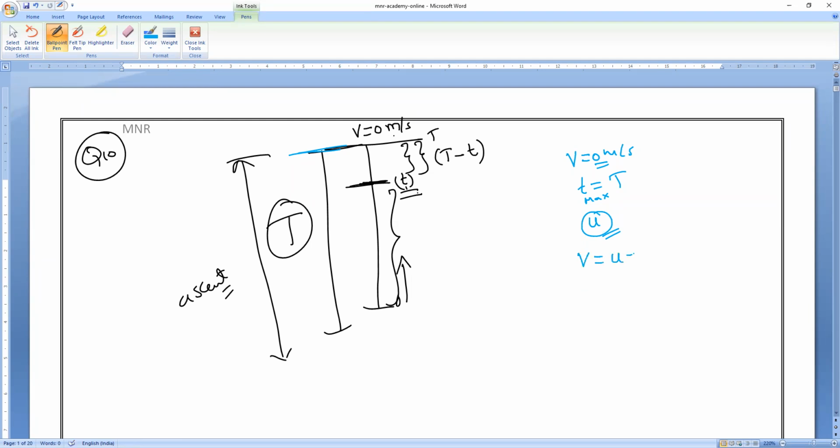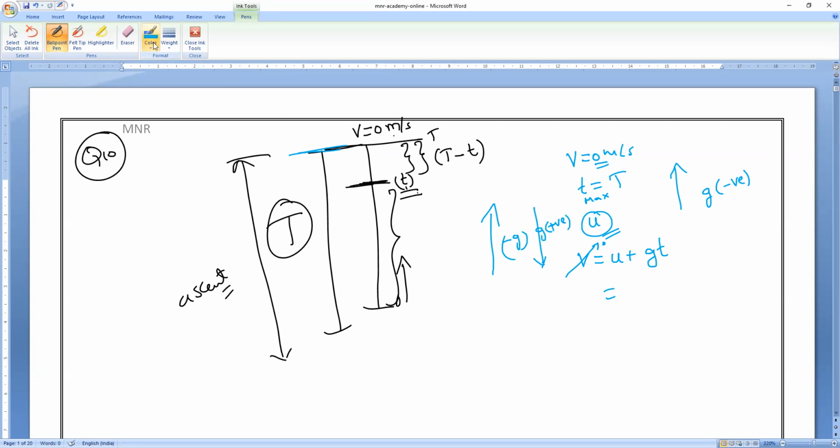V is equal to u plus gt, the first equation of motion. So we all know final velocity is 0. And g is going against, so is g value negative or positive? Negative. G value negative, correct, Pradosh? Basically, go to class 9th case. Thrown up, ball, g value is negative. Coming down, g value is positive. Is it okay, Rudreswa? Okay, sir.